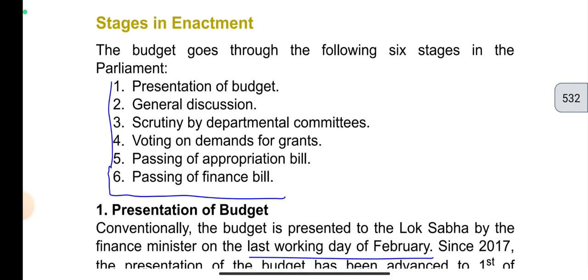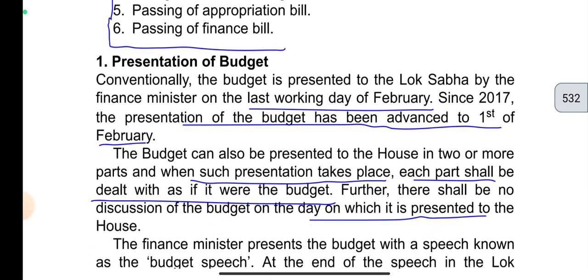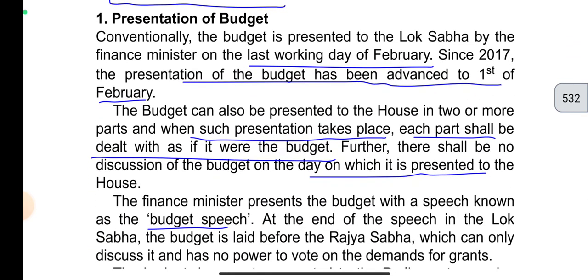Stages in enactment. The budget goes through the following 6 stages in the Parliament: presentation of budget, general discussion, scrutiny by departmental committees, voting on demands for grants, passing of appropriation bill, passing of finance bill. Presentation of budget. Conventionally, the budget is presented to the Lok Sabha by the Finance Minister on the last working day of February. Since 2017, the presentation of the budget has been advanced to 1st of February.